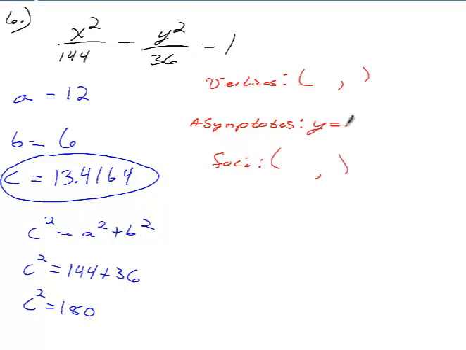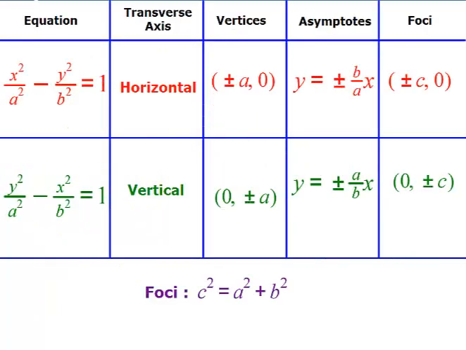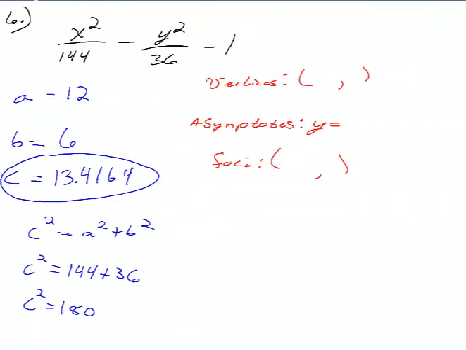Alright, so for this style, are my vertices going to be at A, 0 or 0, A? So let's go back and look, right? I'm using the top one, so my vertices are where? A, 0, right? My asymptotes are going to be at plus or minus B over A, and my foci are going to be at C, 0, okay? So now all I do is plug that in. So my vertices are going to be at plus or minus A, 0.